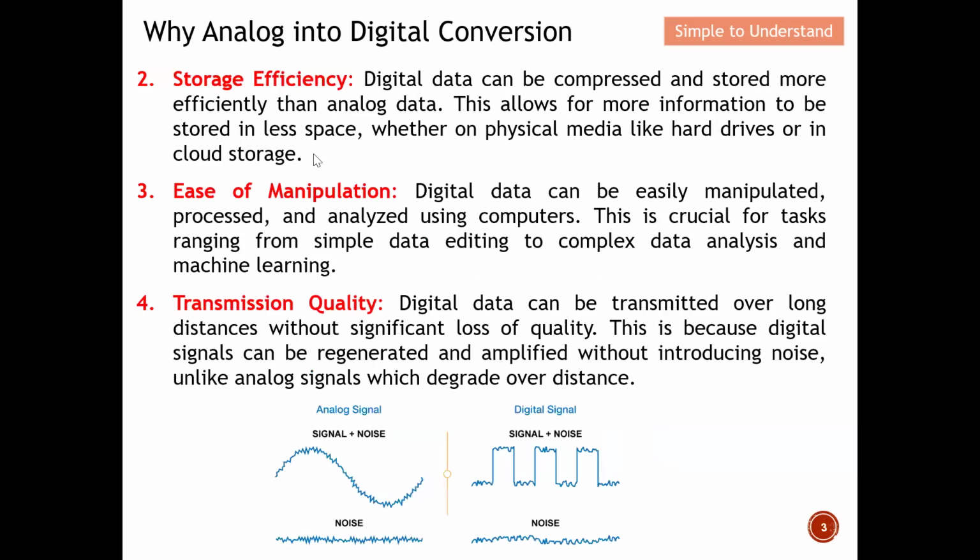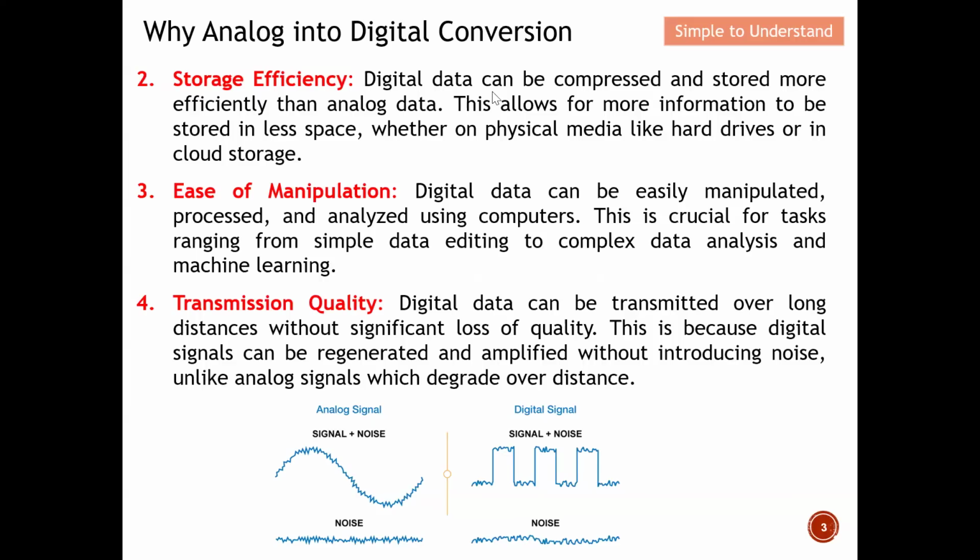Next, the storage efficiency. Basically, it is much easier to store a digital signal. You can recall that it is very difficult to store our conversation, for example, in an analog way. However, if we are able to convert it into a digital form, like for example a WhatsApp call, it will be much easier to save our conversation. So basically, the second reason is for easy storage.